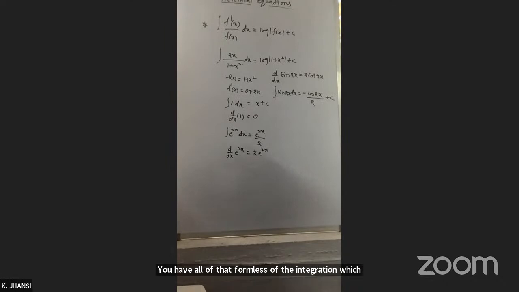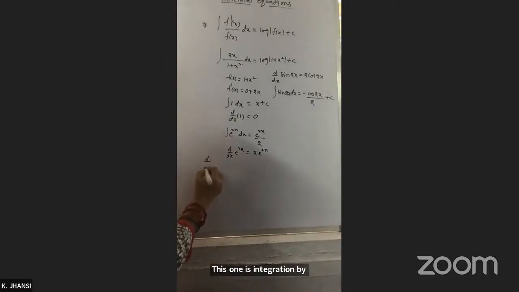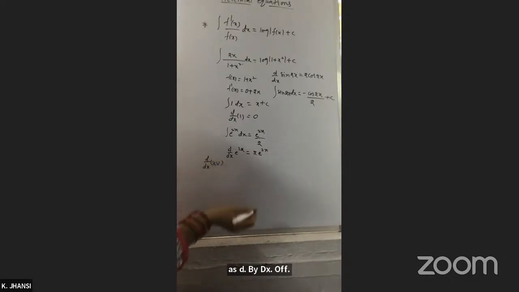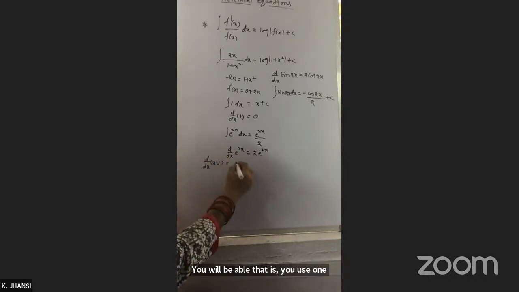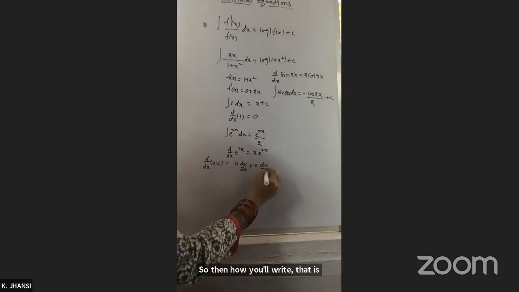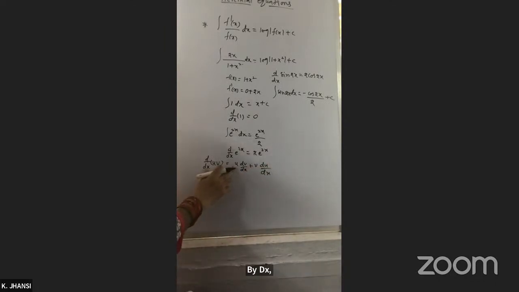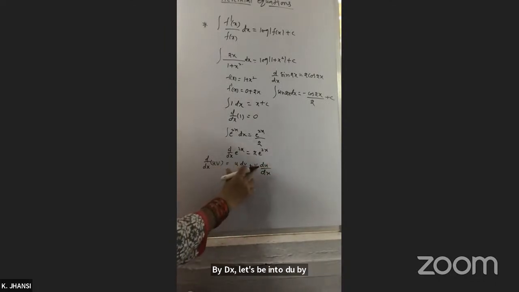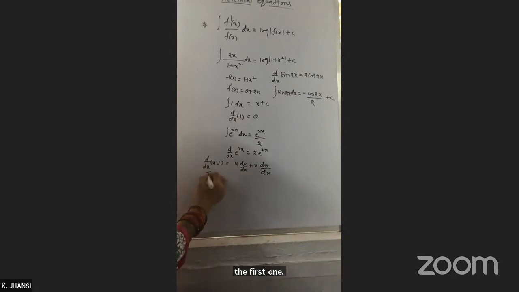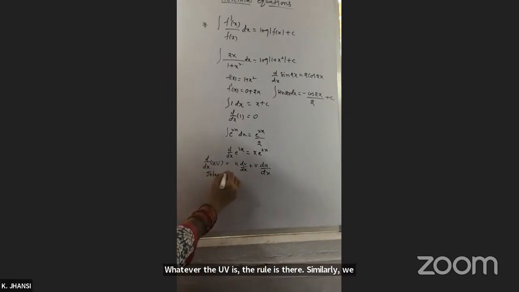Okay. So here, this one is integration by parts, no? It is similar to d by dx of uv. That is u is one function, v is another function. So then how you'll write, that is u into dv by dx plus v into du by dx. Okay, keeping one as a constant, you do the differentiation of the second one, then second one constant and the differentiation of the first one. Whatever the uv rule is there, similarly we have in the integration that we call integration by parts.